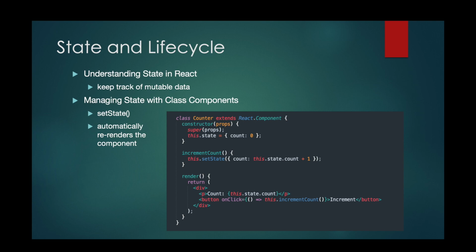So if you go through this example here, we have the class Counter extends React.Component. It has the constructor(props) where it's setting this.state count equal to 0. Next, if you look at the incrementCount function, this.setState increments that state's count by 1. And finally, the render function renders the HTML for that particular counter and the button.